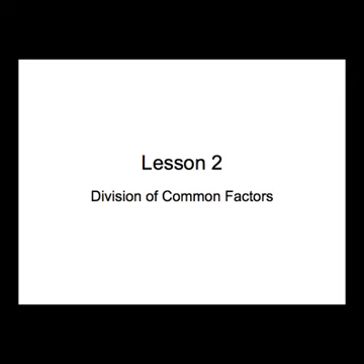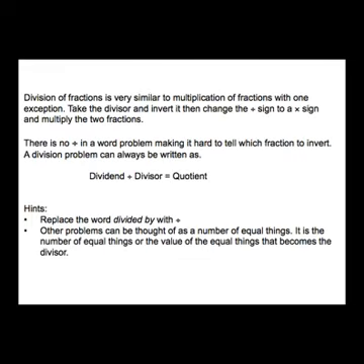Our final step of our fraction combination is to talk about division. Division is very similar to multiplication, with one exception. Take the divisor, that's the second number, and invert it, then change the division sign to a multiplication sign, and then multiply the two fractions.